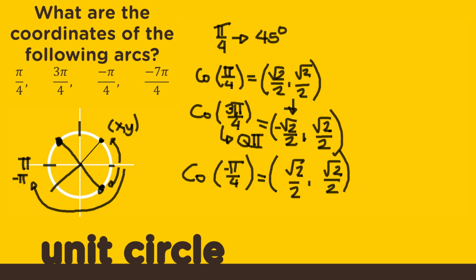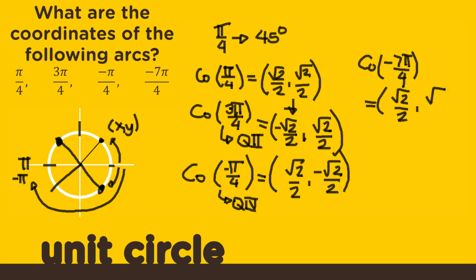Now, in which quadrant is this located? We can locate negative pi over 4 in quadrant 4. And in quadrant 4, x is still positive, but y now is negative. See? We just change the sign because of its location. Next, we have the coordinate of negative 7 pi over 4. Negative 7 pi over 4 is also negative, but we can safely say that the figures here again are square root of 2 over 2, square root of 2 over 2. Simply change the signs when necessary.